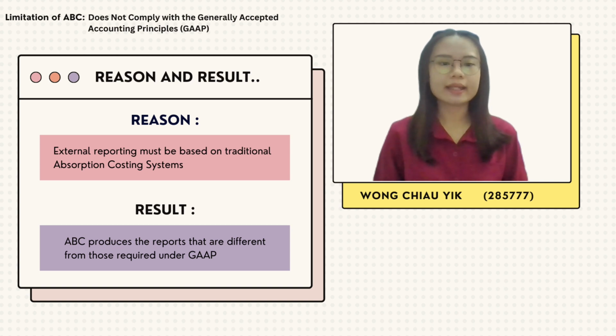As a result, the ABC costing system produces reports that are different from the profit and loss report produced through the traditional costing system, and certainly different from those required under GAAP. It indicates that activity-based costing should not be used to prepare monthly and yearly profit statements.